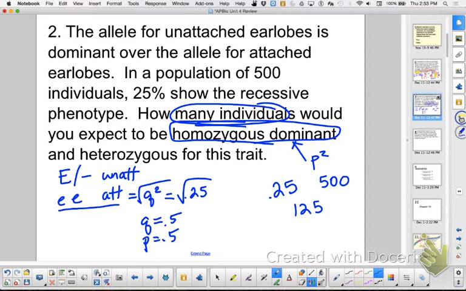Okay? And how many would be heterozygous for this? 250, because you did 2 times 0.5 times 0.5, which is 0.5, and half of 500 is 250.